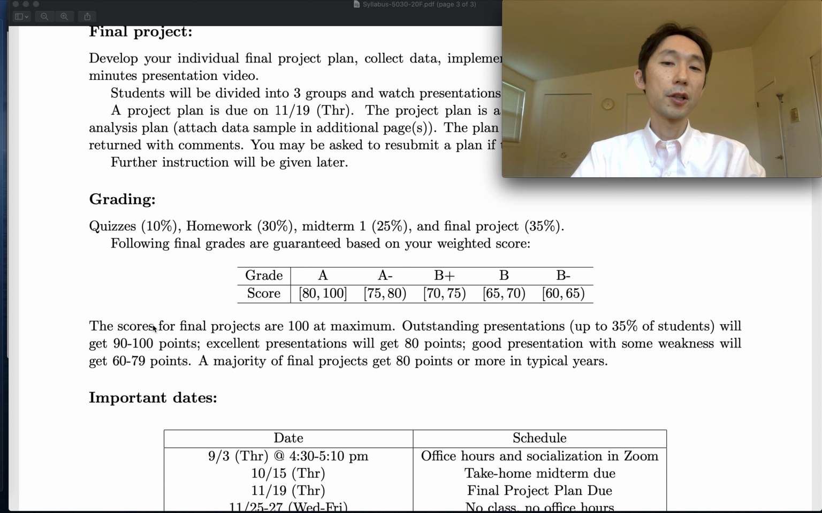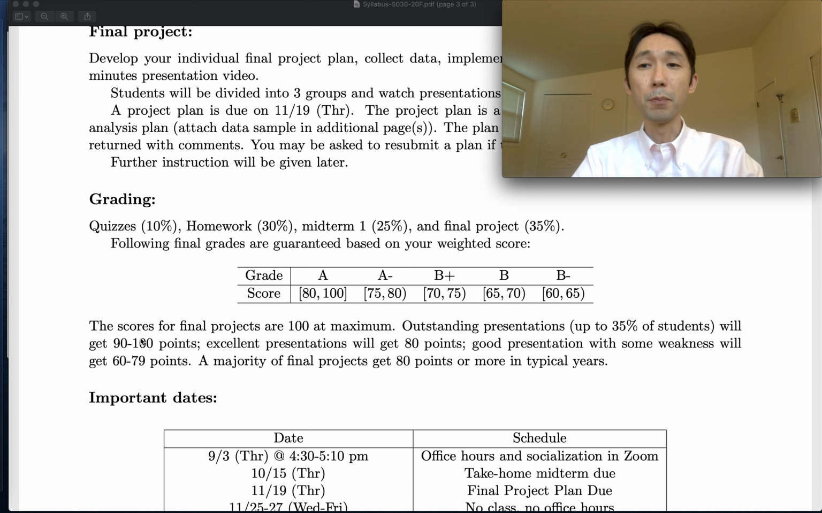The score for final projects is 100 at maximum, but most students get 80 points. Outstanding presentations, up to 35 students, will get 90 to 100 points, excellent presentations will get 80 points, and good presentations with some weakness will get 60 to 79 points. The majority of final projects get 80 points or more in typical years. Basically, I want to give you the full credits, but at least I would appreciate outstanding presentations.